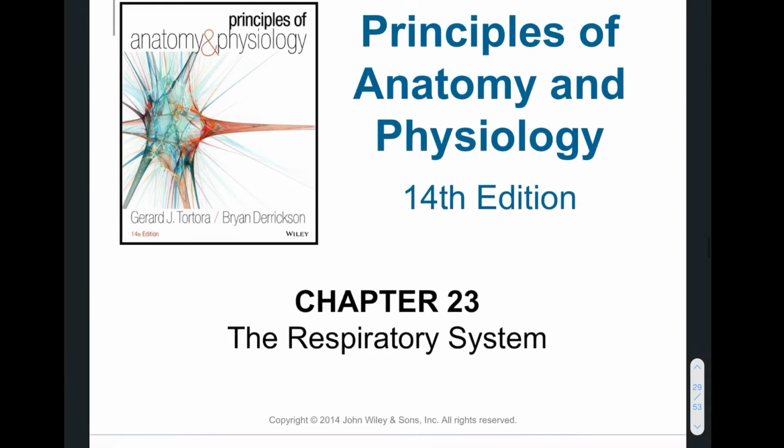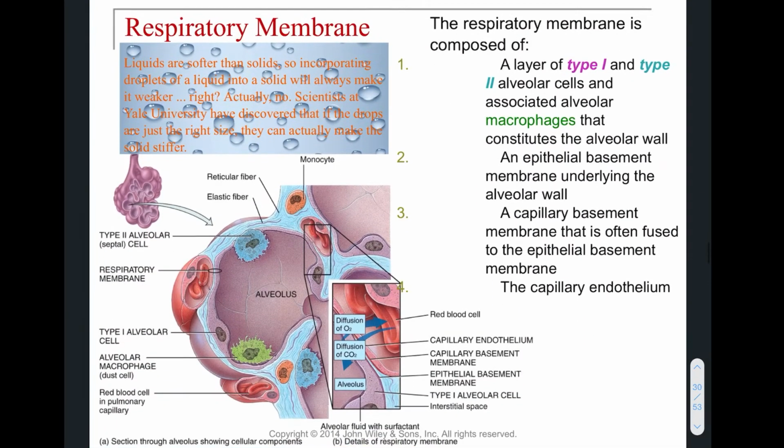We're looking at the respiratory system. First, let's look at the respiratory membrane. So we have type 1 epithelium, which is basically the simple squamous cells of the alveolus. So these are all the simple squamous cells here making this spherical shaped structure.